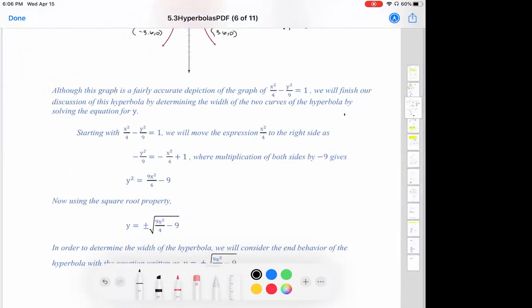Although this graph is a fairly accurate depiction of the graph x squared over 4 minus y squared over 9 equals 1, we will finish our discussion of this hyperbola by determining the width of the two curves of the hyperbola by solving the equation for y.